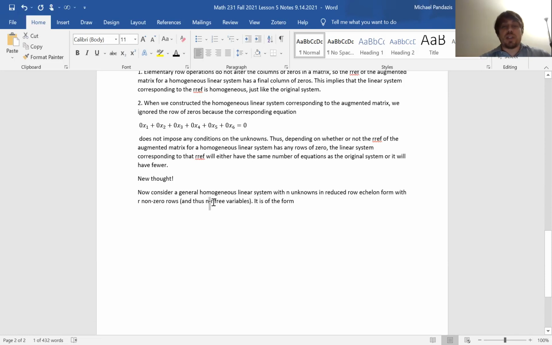The total number of variables minus the number of leading variables is the number of free variables, n minus r free variables. And so this general homogeneous linear system with n unknowns in reduced echelon form with r non-zero rows and thus n minus r free variables is of the following form.